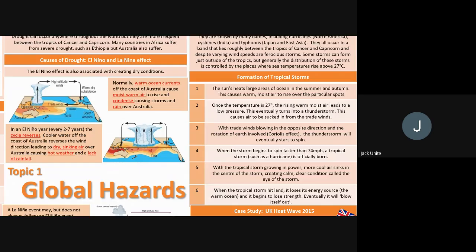Okay, that's a really quick summary of tropical storms. So if it travelled further over warm water, it would get even more power, wouldn't it? The more time it spends there, the bigger it grows. Yeah, like that. Brilliant.